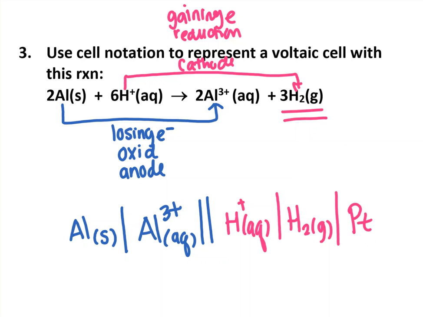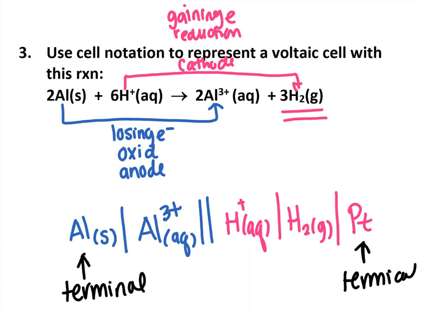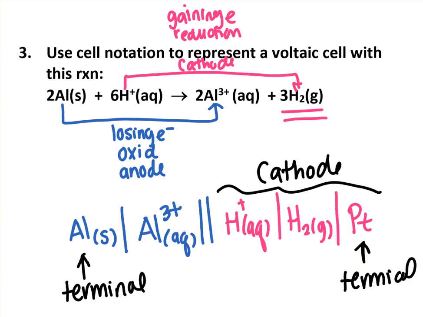So just to point out some things on this. Platinum is the terminal. Remember that this is the cathode. This is an electrode. This is the terminal of the cathode. Just to remind you of some terminology, this is the anode electrode. Anyway, and so there you have it, anode and cathode cell line notation.